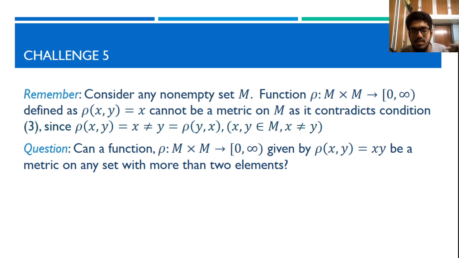Notice that I've just tweaked the previous question a tiny bit, generalized it a bit. Okay, I'll repeat the question, Bijal. Previously, we restricted ourselves to the set R, the real numbers. Right now, I'm generalizing it a bit. Can the function rho from M cross M to the closed interval 0 comma infinity, given by rho of x comma y is equal to xy, be a metric on any set with more than two elements?